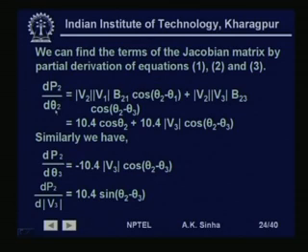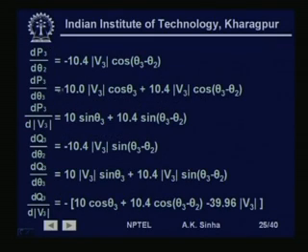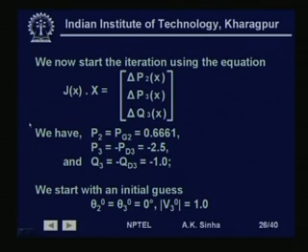That is, del p 2 by del theta 2 is 10.4 cos theta 2 plus 10.4 v 3 cos theta 2 minus theta 3. Del p 2 by del theta 3 will be minus 10.4 v 3 cos theta 2 minus theta 3, and del p 2 by del v 3 is 10.4 sin theta 2 minus theta 3. Similarly, for p 3 we will have del p 3 by del theta 2 as this, del p 3 by del theta 3 and so on for all these terms we can compute.